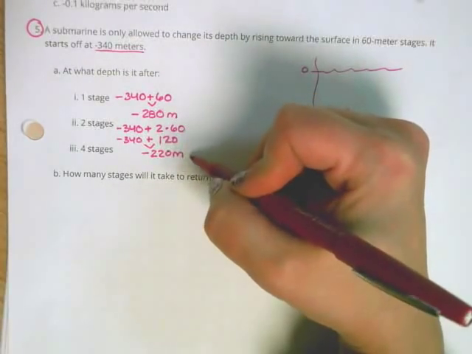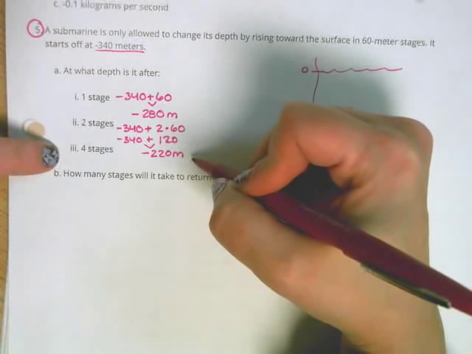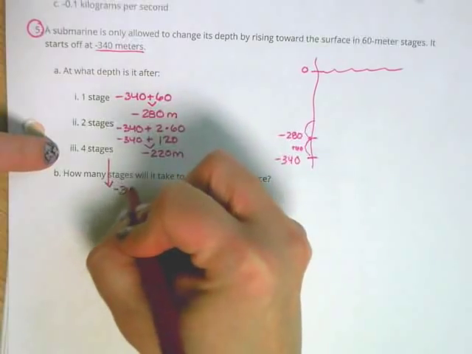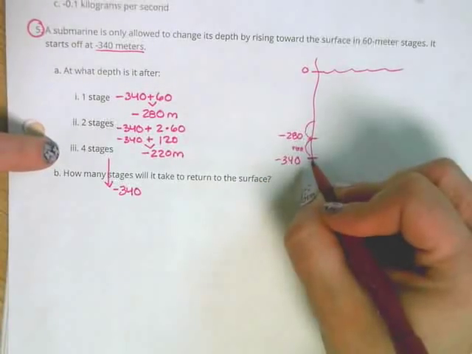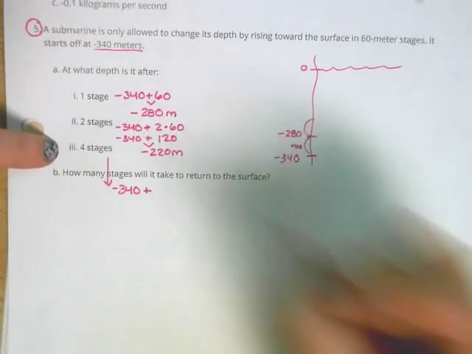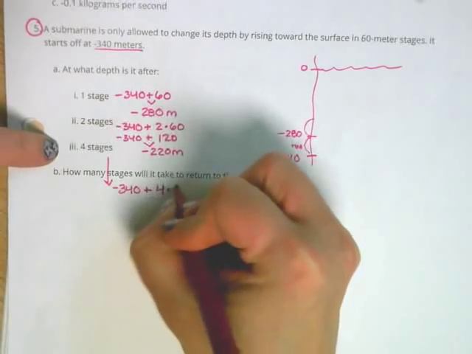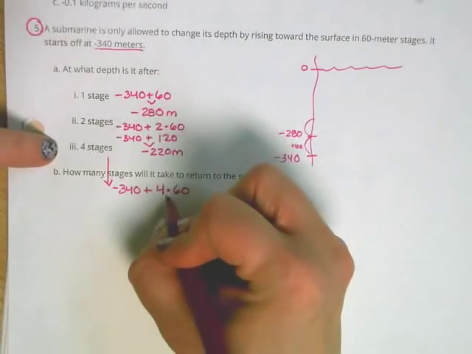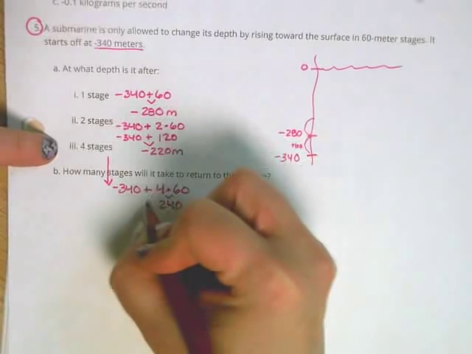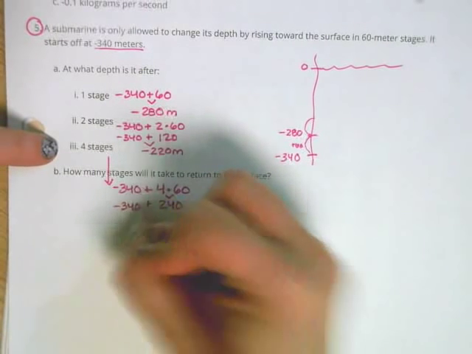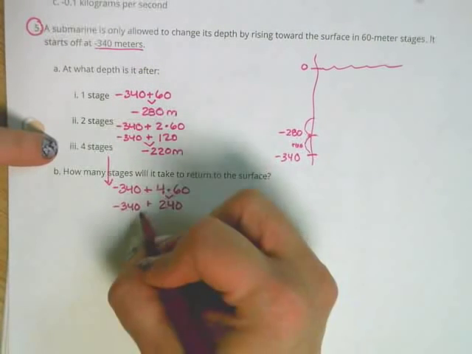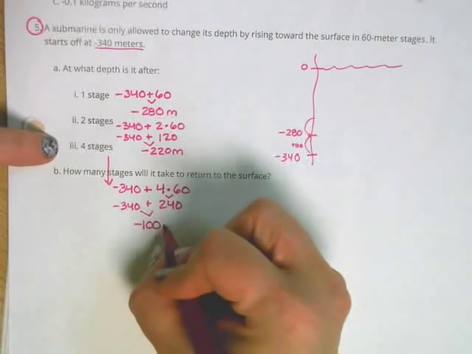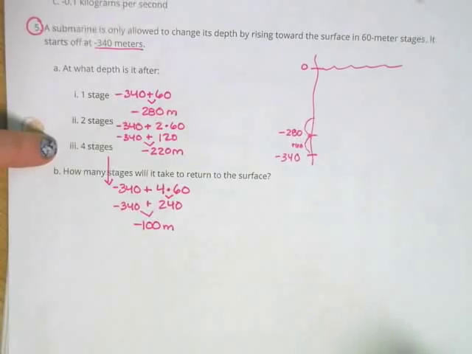Right? After 4 stages, I'm thinking, I'm just going to do the work down here. What if I just still started at the beginning, negative 340, and I'm going to add 4 stages to it. 4 stages times 60 each stage, because I'm going up. 4 times 6 is 24, so I'm really just adding 240 meters to it. Still negative. There's more negatives than positives, but when I subtract them, I get a nice 100. So it's still at negative 100 meters right there.